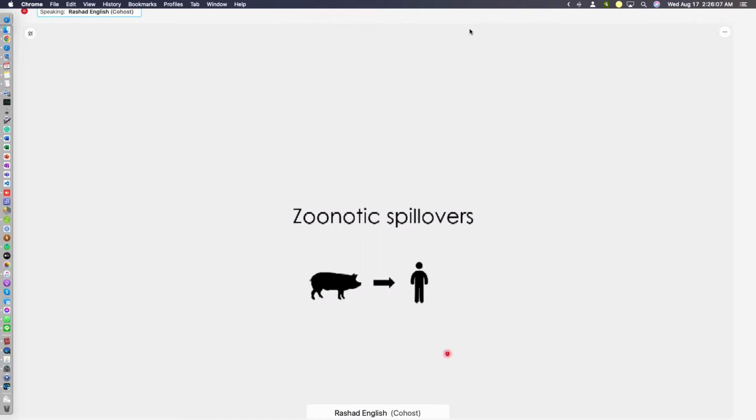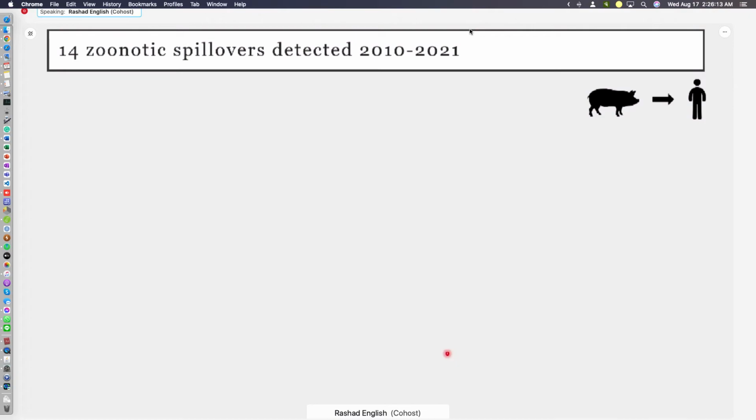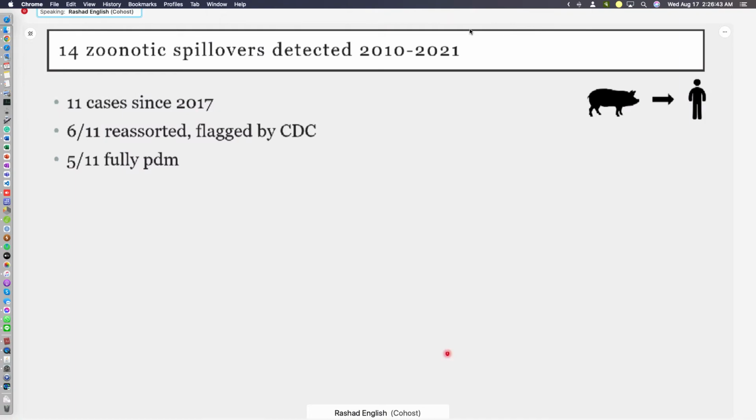So I want to switch gears now and talk about zoonotic spillovers, so swine to human transmission. I already mentioned that we detected, conservatively, 14 zoonotic spillovers after 2010. Those 14 spillovers resulted in 16 human infection cases. If you look at the last 5 years, since 2017, it was 11 cases, and 6 of those were reassorted. So they picked up swine endemic internal gene segments, and therefore they were flagged by CDC as swine variants. But 5 of those that we saw were actually fully pandemic, and so we needed to rely on phylogenetic evidence to find those.